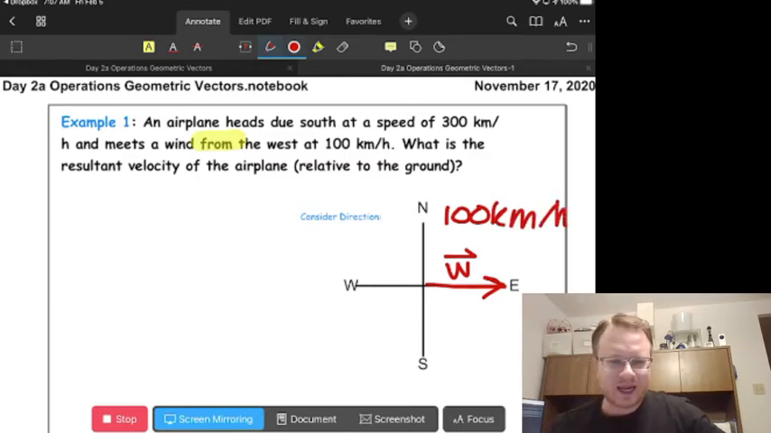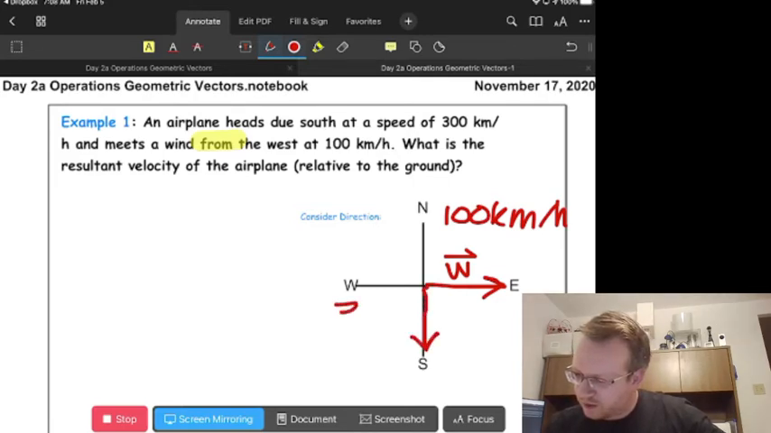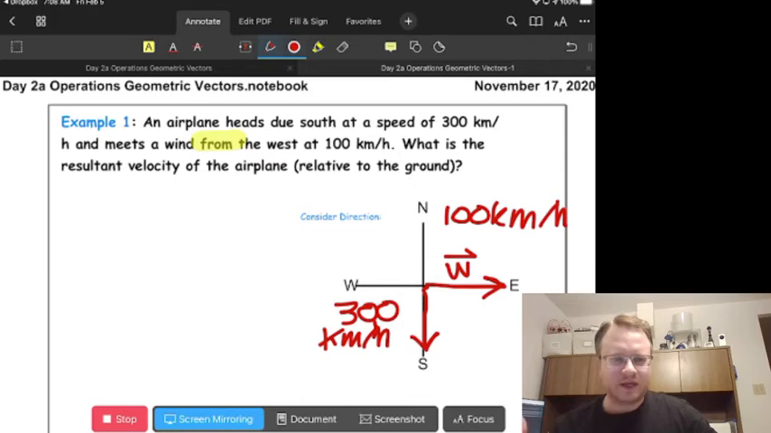And the plane is heading due south, so straight down, at 300 kilometers an hour. And I didn't really draw this to scale. If we were in physics class, or we wanted to measure this manually with a ruler, we could make a scale drawing, and the vector lengths would matter. But just like most of the triangles we draw in class, we just try to draw an approximate shape and make sure our labels are correct. So this is our plane vector.